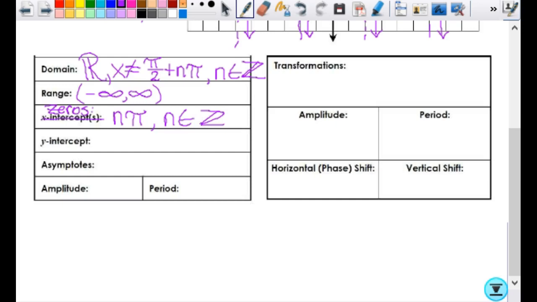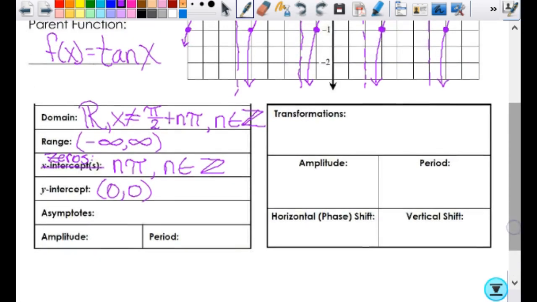What's your y-intercept? It's an intercept. So what do we put? 0, 0. Good. An intercept has to be an ordered pair. All right. Asymptotes. Well, there weren't any for sine and cosine. There's a whole bunch of them here, right?